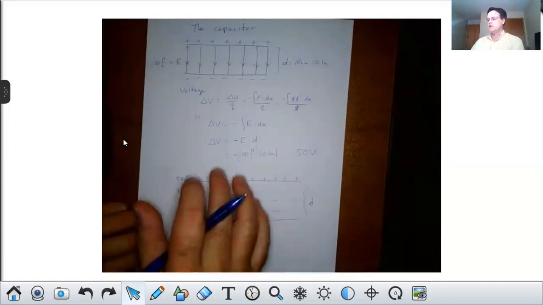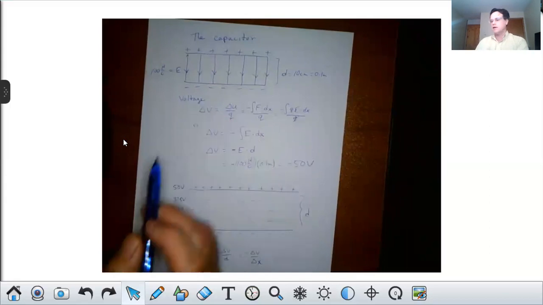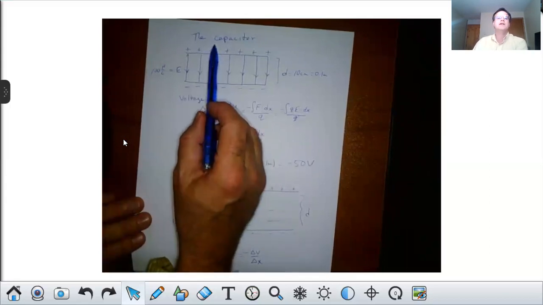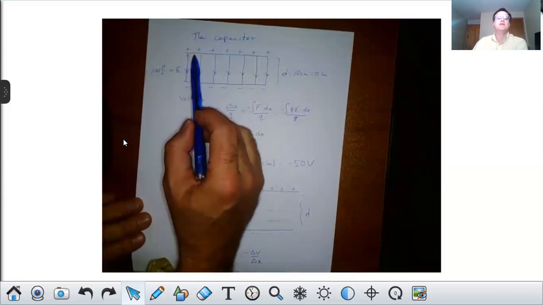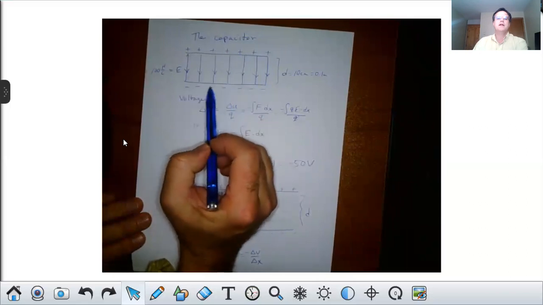As an example of a particular situation where we can calculate or talk about voltage, let's look at the capacitor. And the capacitor, again, is just two plates, a positive and a negative.